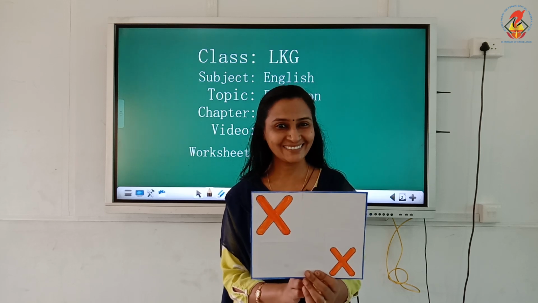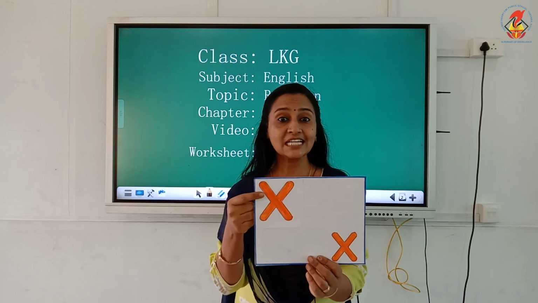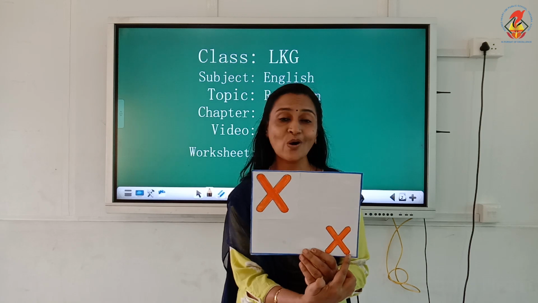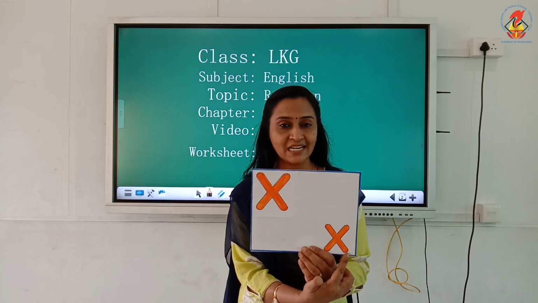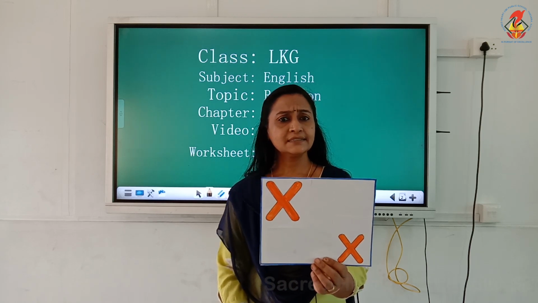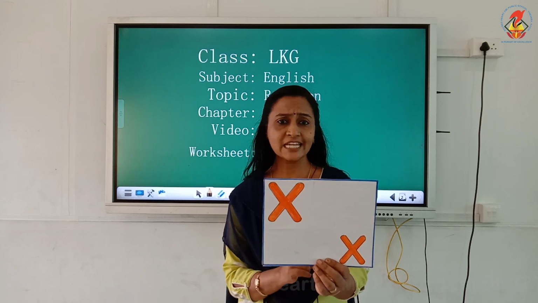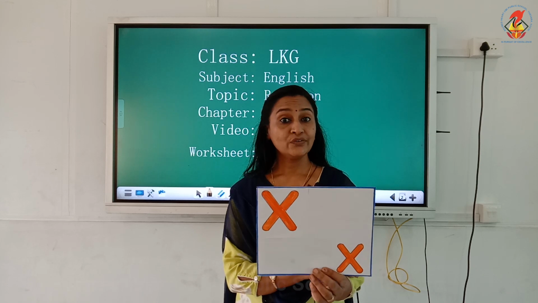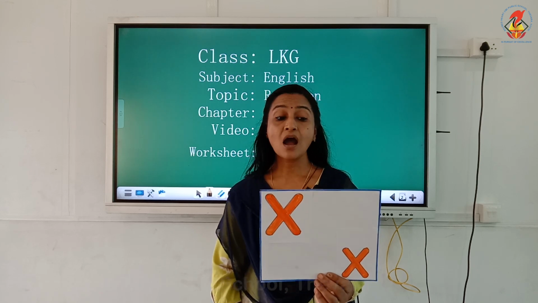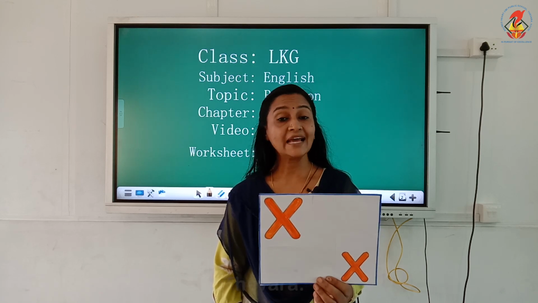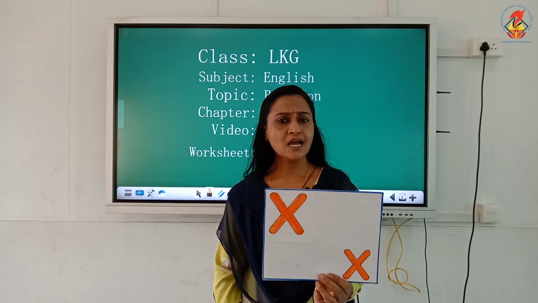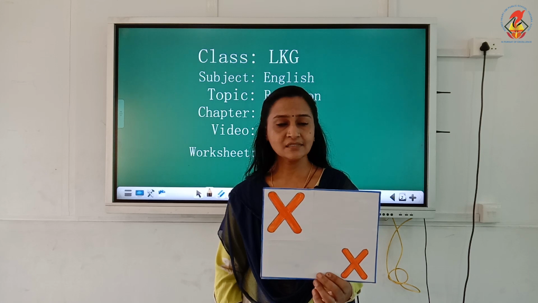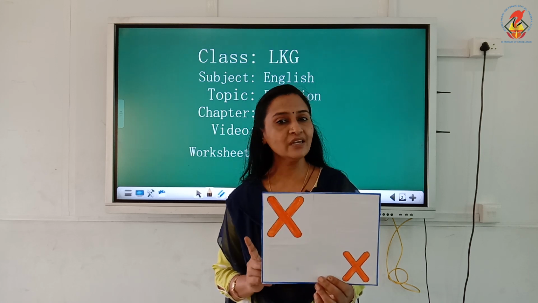X. This is capital letter X and this is small letter x. Now, let us recap the words of letter X. Fox, wax, ox, box and six. Children, please notice. The letter sound we learn at the beginning of the word.